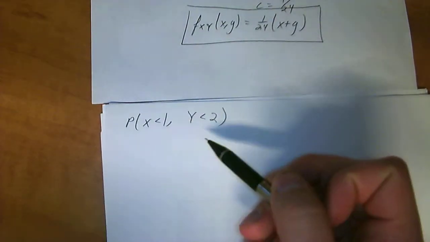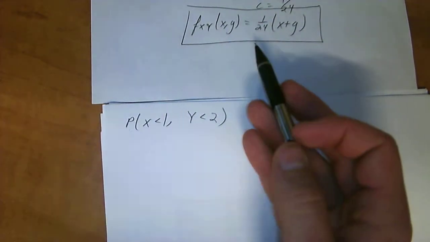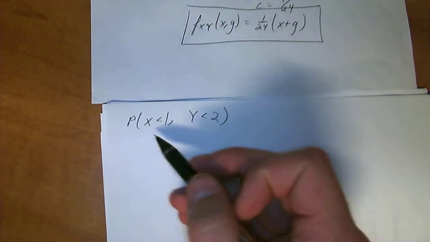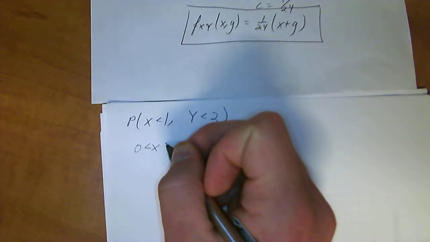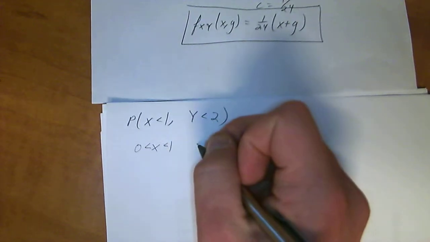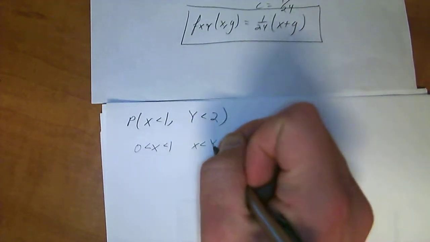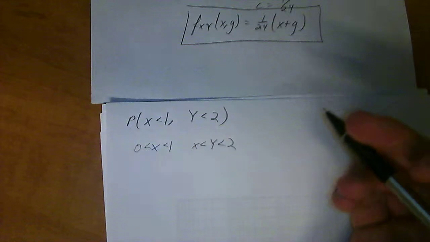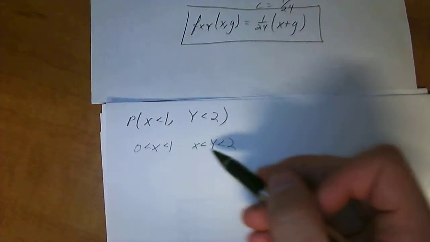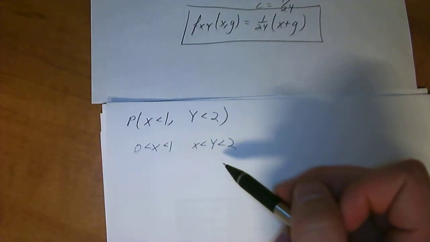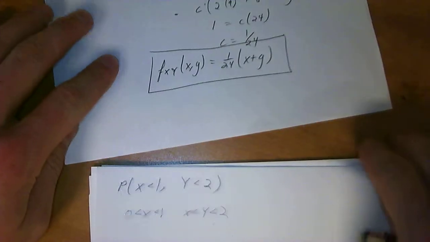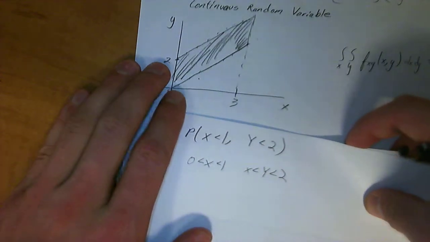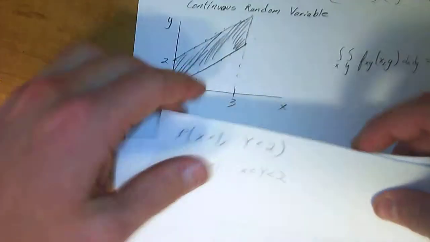And what you do when you first see a probability with relation to a continuous random variable is just create what the range is. So this is going to be x greater than 0 but less than 1, and then x less than y less than 2. Okay, so we have the range of our integrals now, basically, and the reason it's x less than y less than 2 is, again, the reason we drew this picture in the last video. You can kind of see where the range is.